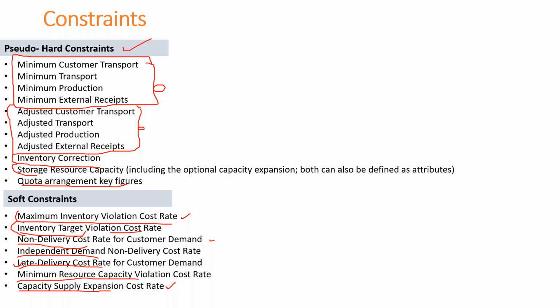So we have seen how late deliveries are impacting. If it is a late delivery, then yes, the system will not even go for capacity supply expansion. It will just do more production in the next subsequent period, and then it will ship the late delivered quantities late. So there is always this comparison between the costs when you're playing with the optimizer.